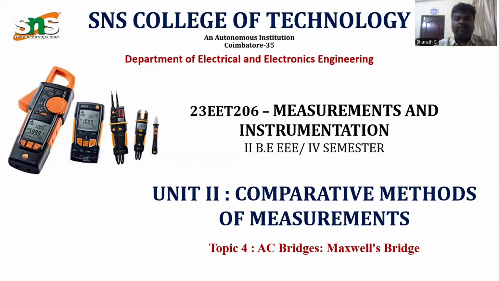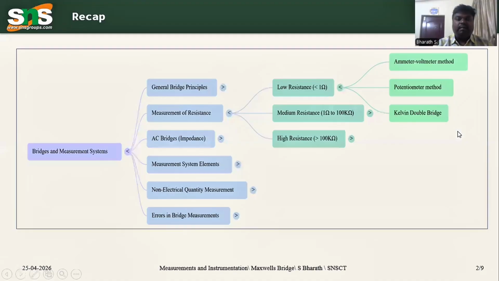Today, we are going to start with Unit 2, comparative methods of measurement, where we are going to see the topic AC bridges and Maxwell's bridge. As we all know, a small recap of what a bridge is all about. Bridges are a measurement system. We just saw the basic principles of bridges and measurement of resistance, low, medium, high resistances, using different methods, using DC potentiometers, Wheatstone's bridge, Kelvin's bridge, Kelvin's double bridge, etc.